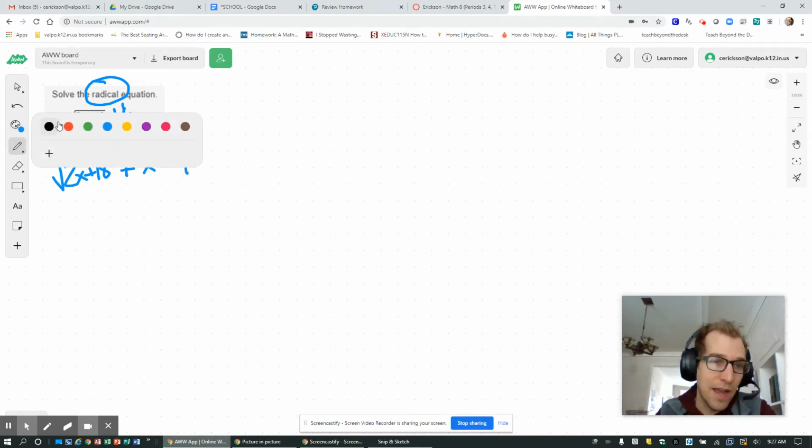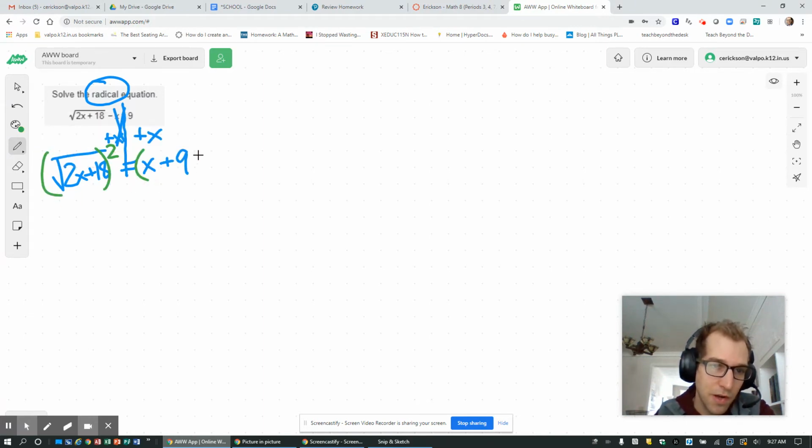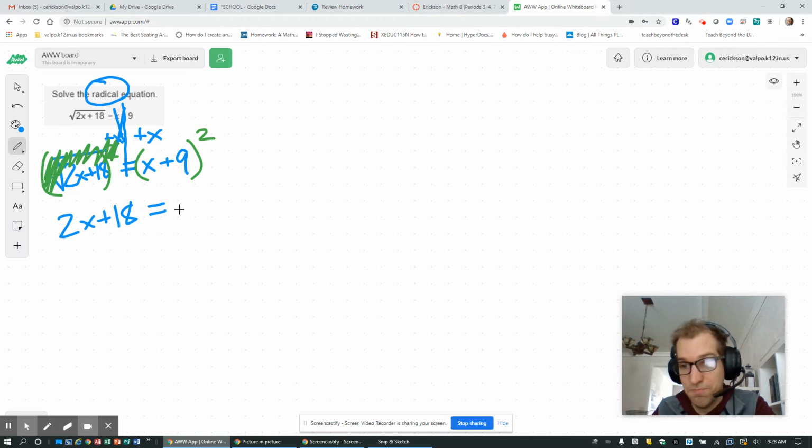Now I'm able to actually square both sides. So let's go ahead and do that. Squaring, of course, is the strategy that allows us to cancel out this square root. So we're just going to be left with 2x plus 18. That stays the same. It just clears out the radical, which is what we wanted to do. We wanted to get rid of the radical.